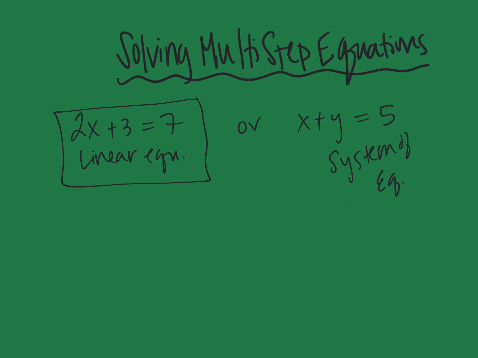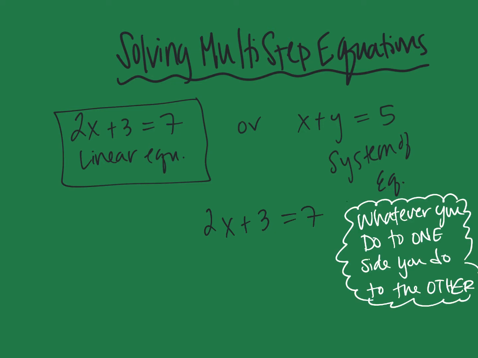We can do 1,000 different things to any equation to get the variable alone, but our goal is still the same. If we're solving a simple equation like 2x plus 3 equals 7, I'm allowed to do anything. Remember the golden rule of algebra? Whatever you do on one side of the equation, you have to do to the other. Well, I can do anything I want to both sides of this equation. I can add 8. Does that help me solve my equation? No, but it's a legal move.